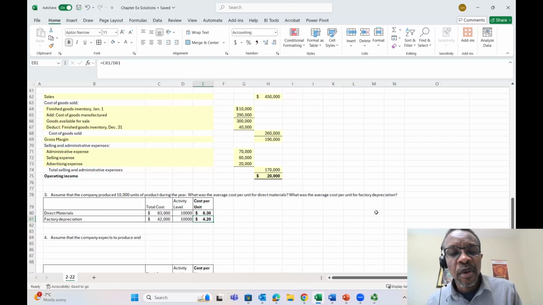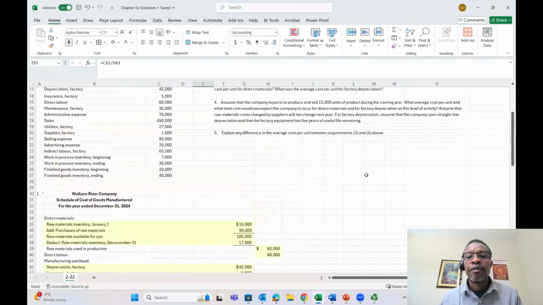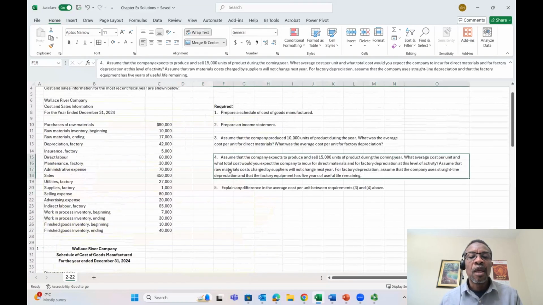Because as the levels change and the amount is not changing, the cost per unit is going to change. All right, so now we have done that. So that's number three. We can jump to number four. And number four says, assume that the company expects to produce and sell 15,000 units of product during the coming year. What average cost per unit and what total cost would you expect the company to incur for direct materials and factory depreciation at this level of activity?